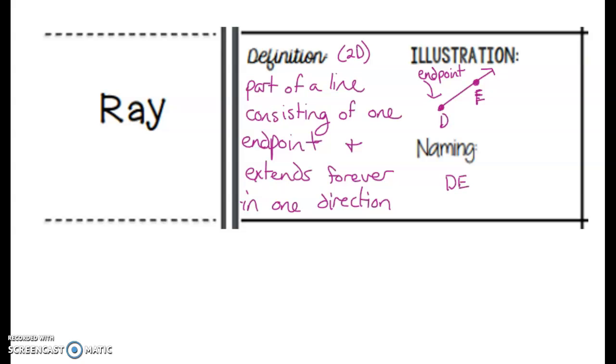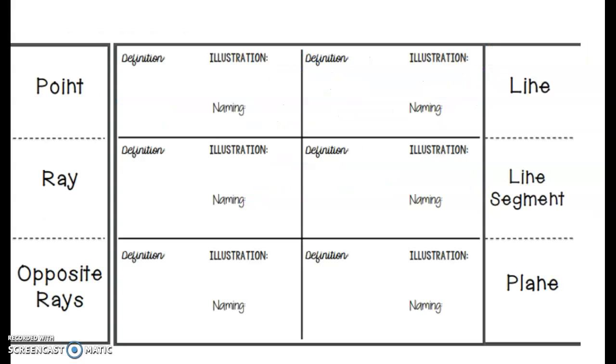It has to go in the order D and then E, so the end point and then the point it goes through. And then you always draw the arrow going to the right, and you want to make sure you have one arrow on it, not on the left side. It has to be on the right side. All right, next we're going to hit line segment. It's in the middle of the right.